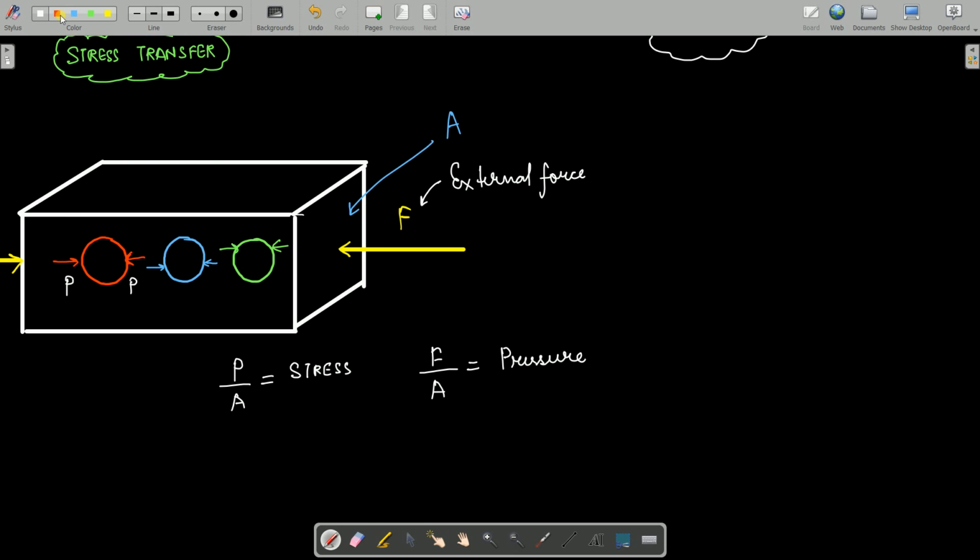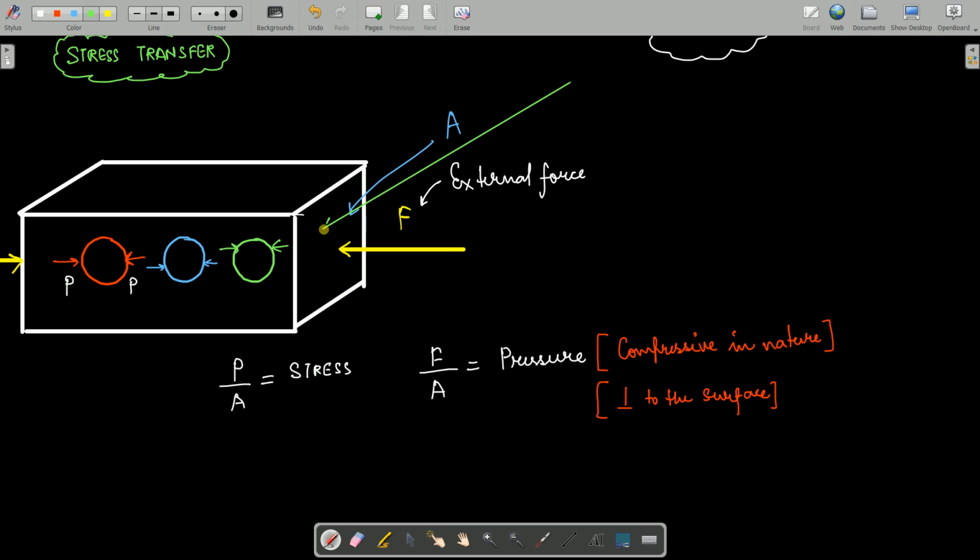So you should always remember that pressure is always compressive in nature. And the second point, it always acts perpendicular to the surface. Clear? Now let's play. I am applying some inclined force out here. Let me name it, let's say this is G.